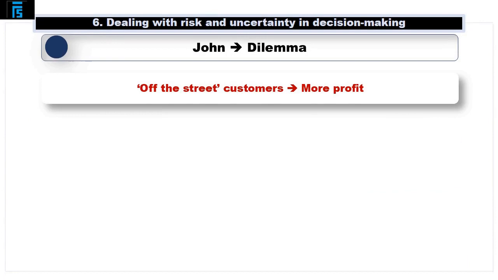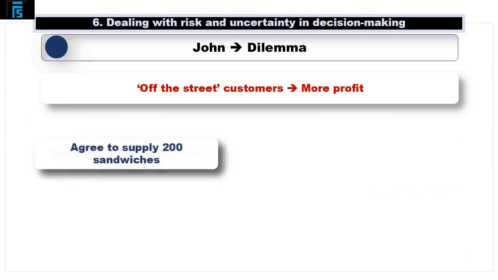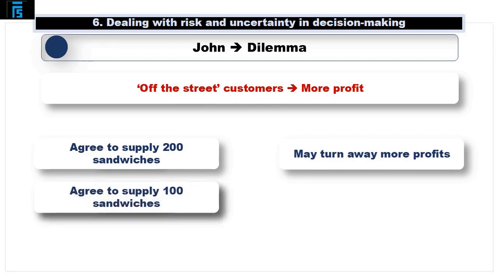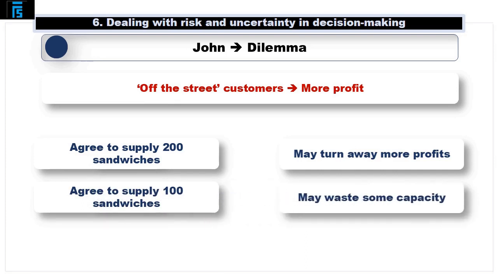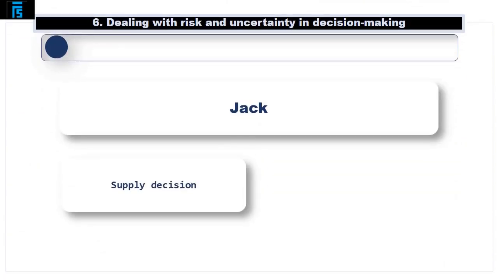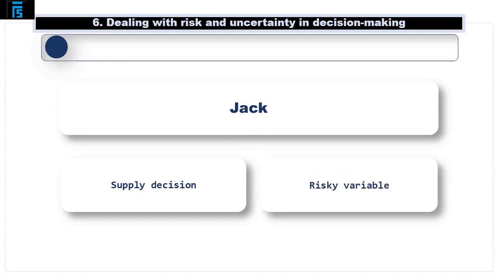His off-the-street customers earn him more profit. So if he agrees to supply, say, 200 sandwiches to the conference centre, he could easily be forced to turn more profitable business away. However, if he's only agreed to supply 100 sandwiches and demand from off-the-street customers is low, he might waste some of his capacity. Jack is trying to make a decision how many sandwiches to supply to the conference centre in the face of a risky variable, being demand for sandwiches from off-the-street customers.